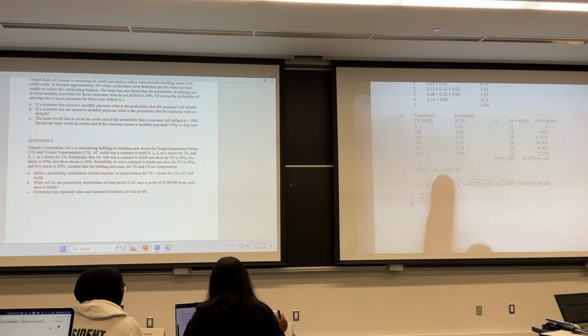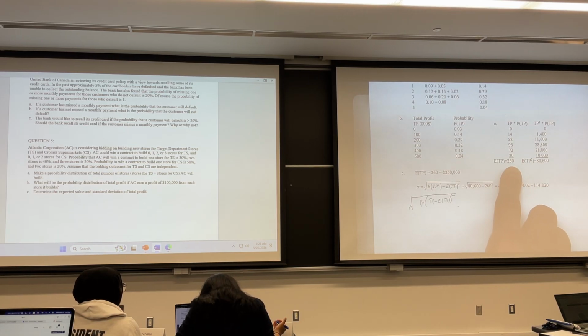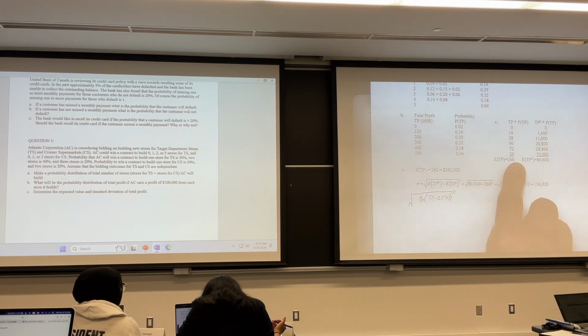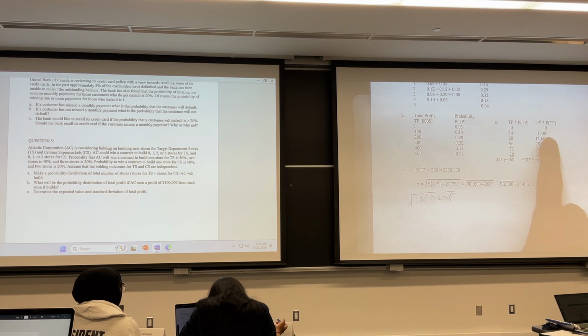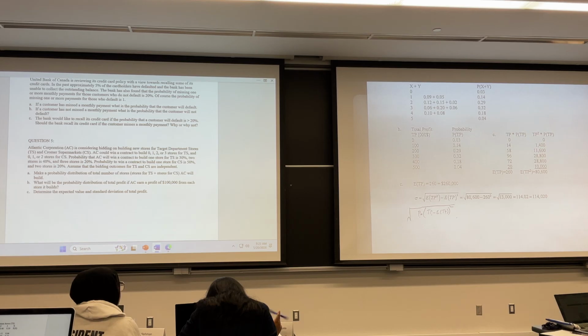So, 0 minus 260 squared multiplied with the respective probability. 100 minus 260 squared multiplied with the respective probability. You can either do that or you can do it more simply. You already have the expected total profit, but the next thing you're going to do is find the expected value of TP squared.